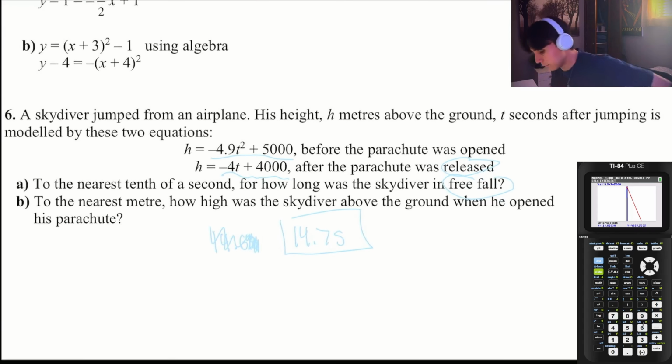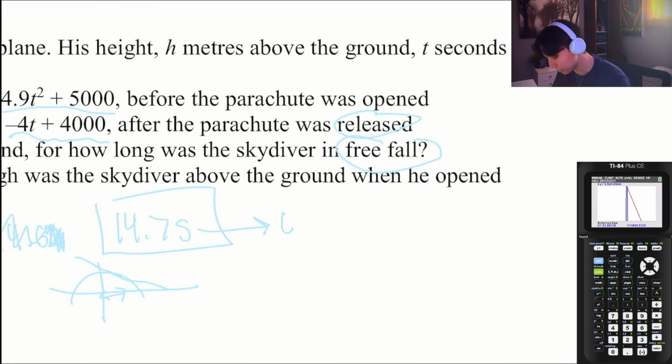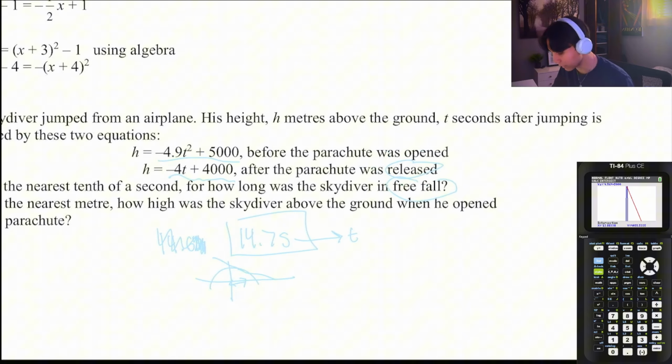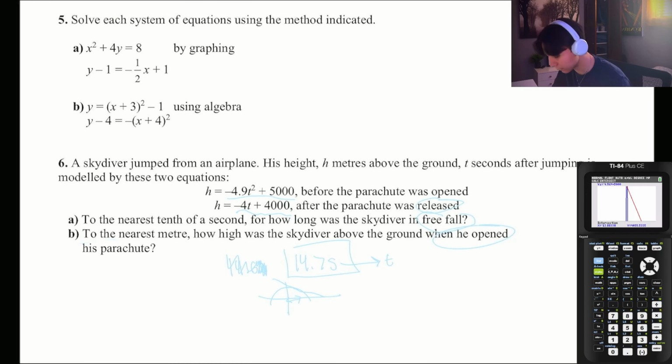So now, to the nearest meter, how high was the skydiver above the ground before he opened his parachute? So before, we were just looking for the distance, right? Because x is usually the distance, or in this case, it's the time that it took him to open his parachute. Now we're actually looking for the vertical distance. So the way we do this is, remember, we got 14.7 equal to our t, and we're looking for the same point. We're looking for before he opened his parachute, right? So it's the same point.